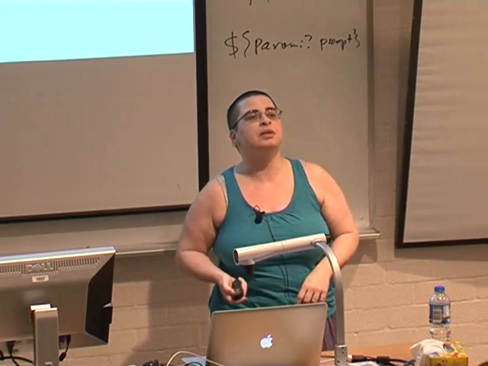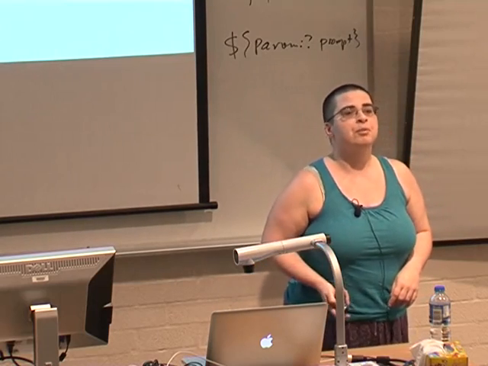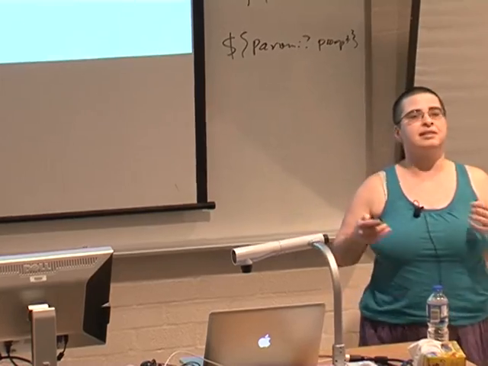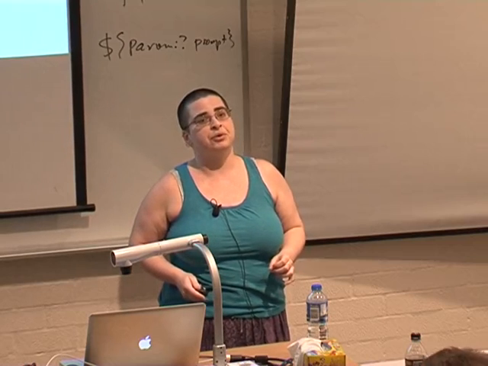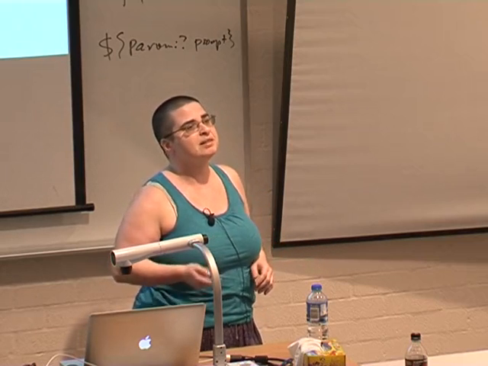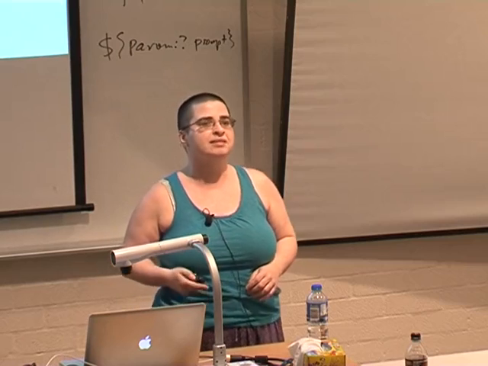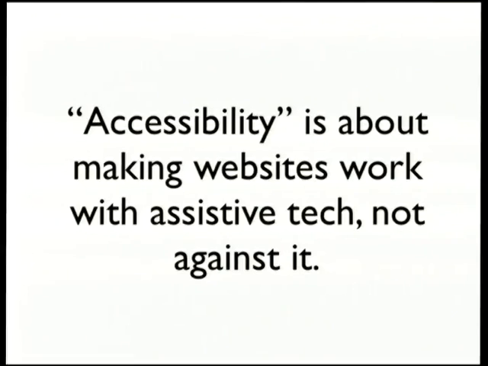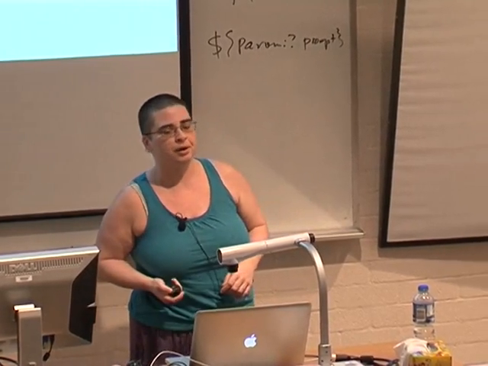So let's begin with, what do we mean by accessibility? People throw that word around a lot. You want to make your website accessible. Is this accessible? Do you meet the accessibility guidelines? Well, we talk a lot about accessibility, but what does it mean? There are a lot of different definitions for it. If you ask 10 different groups or organizations, you'll get 20 different definitions. The definition that we're using for the purpose of this talk: accessibility is about making websites work with assistive technology and not against it. And there are a lot of people who would disagree with that definition. Accessibility and disability rights activism is a somewhat contentious field sometimes. But that's what we're going to use for this talk.